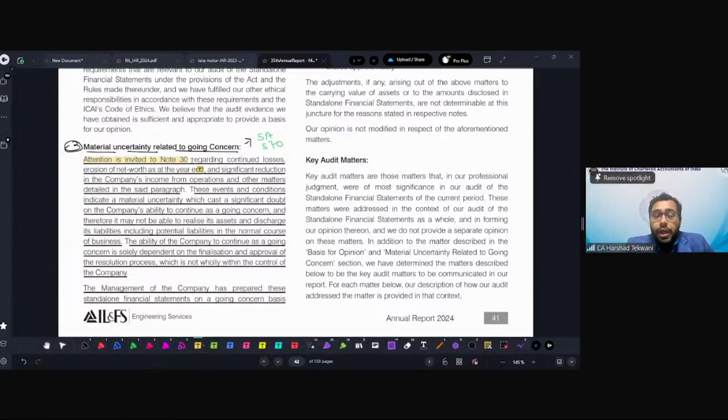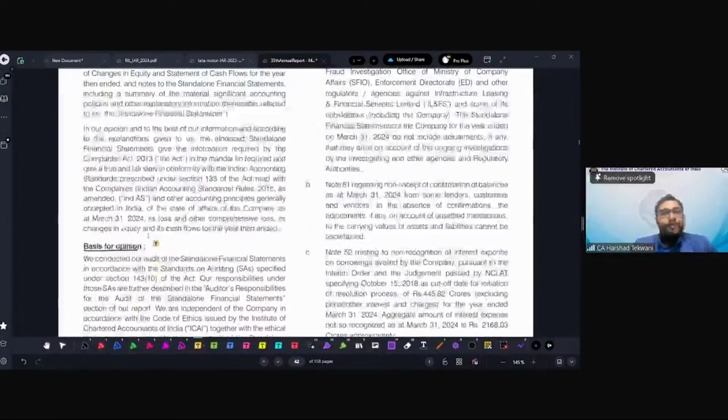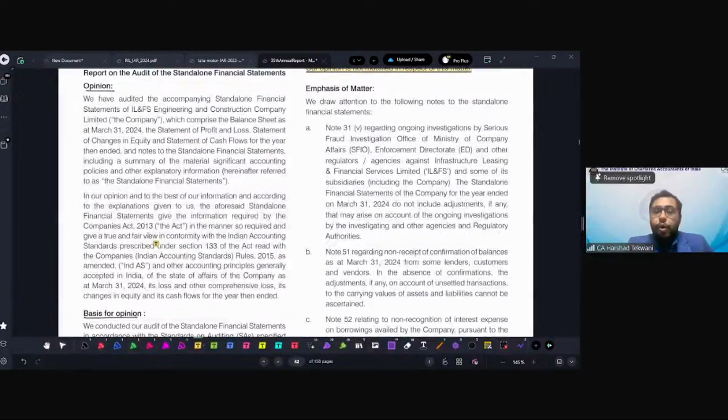Okay, sir. Let's say for example management had not disclosed this, or if there was an incorrect usage of going concern basis of accounting, then instead of giving this material uncertainty paragraph directly, I would have mentioned this in my basis of opinion. Or if it is an adverse opinion, then directly the opinion paragraph and basis of opinion paragraph will go through a drastic change. Yes, sir. Clear. Thank you, sir.